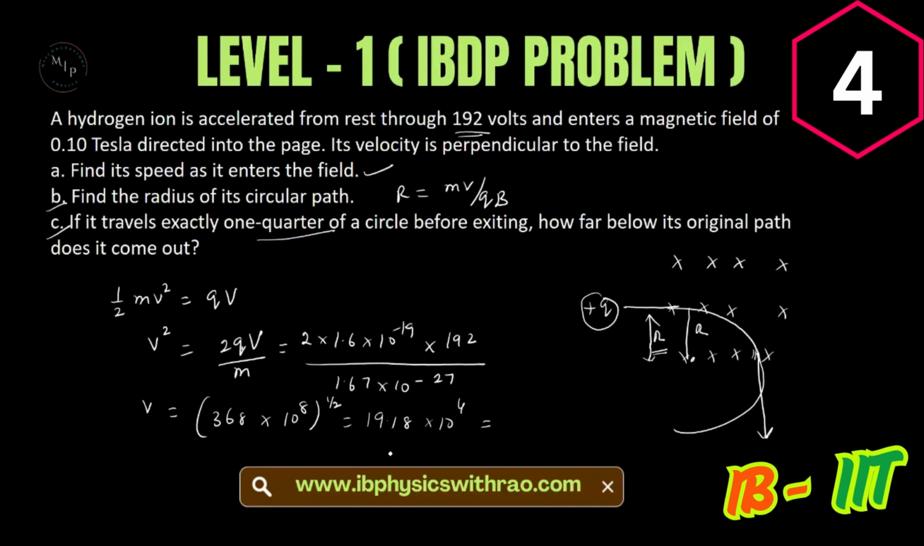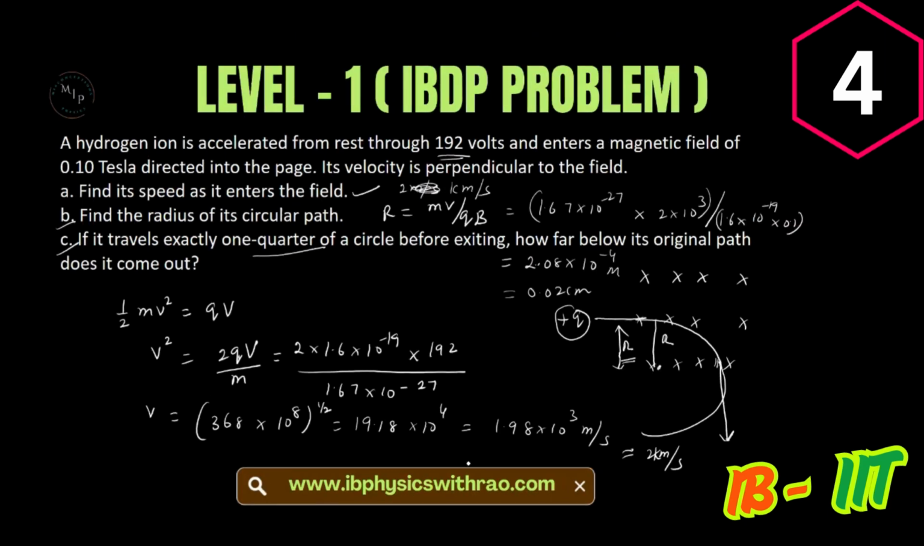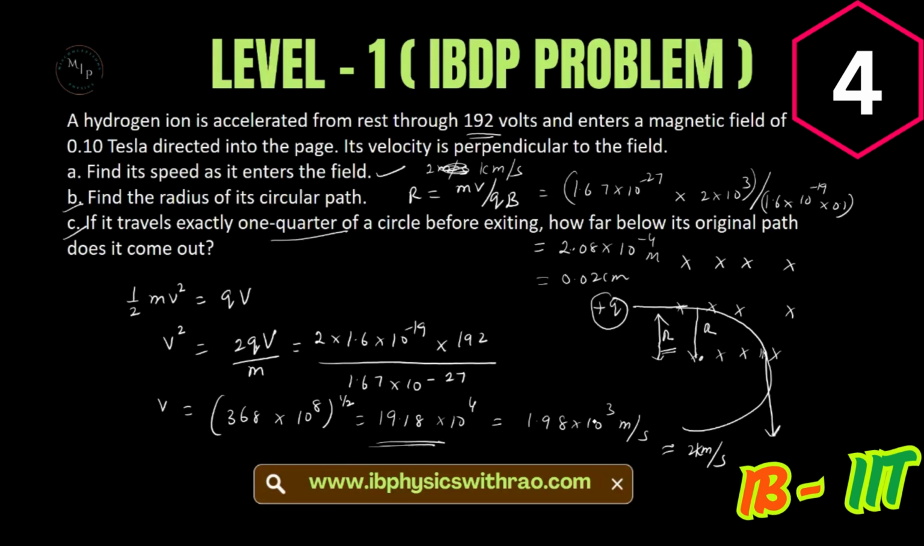Which is nearly equivalent to 1.98 into 10 to the power of 5 meter per second. I made a mistake here: 19.18 into 10 to the power 4 should have been 1.98 into 10 to the power 5. So it will be 2 into 10 to the power of 5 meter per second. Substituting this, minus 27 plus 5 is minus 22, minus 22 plus 20 should be minus 2. So this now becomes 2 centimeter. Therefore radius is equal to 2 centimeter, so it will be 2 centimeter below. That's what we can say.